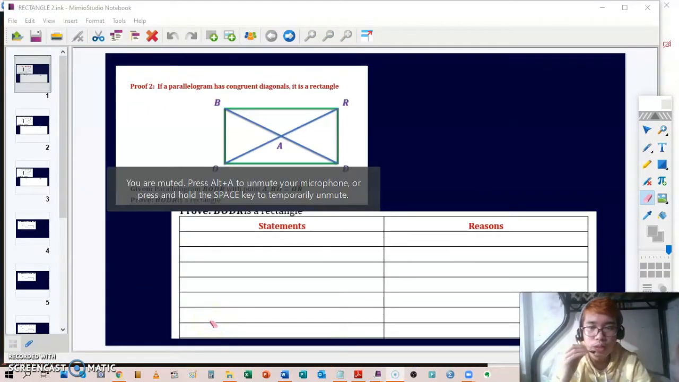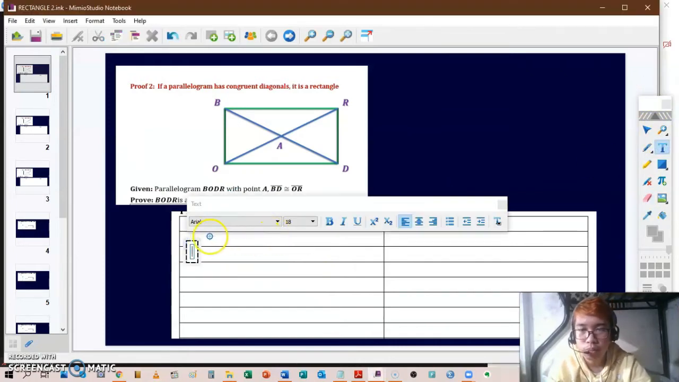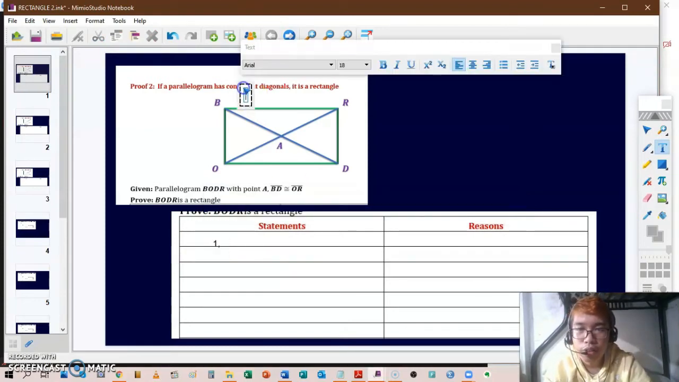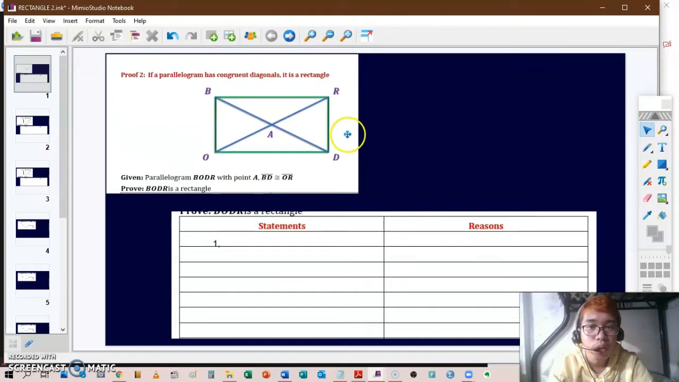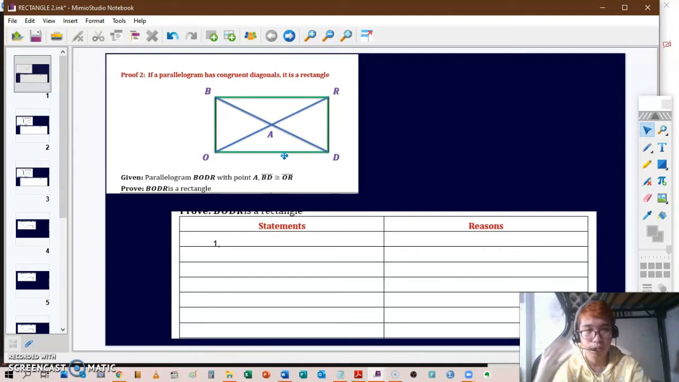Okay, so let's go right ahead with the second problem. Let's write here on number 1. The givens here are we have rectangle BODR with point A at the middle and BD is congruent to OR. So those are given. The diagonals are congruent. So given that the diagonals are congruent, we want to prove that parallelogram BODR is a rectangle.